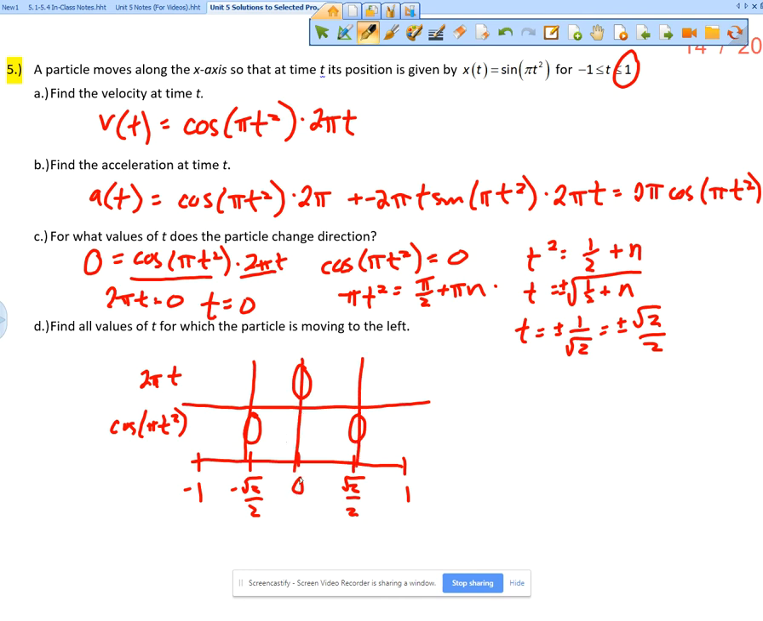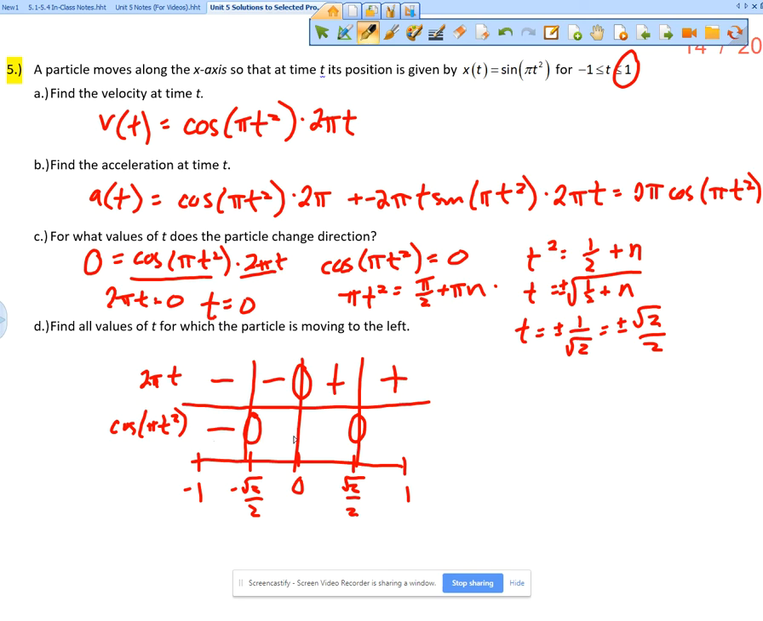Now pick a number to the left of 0. 2 pi times a negative number is negative. 2 pi times a positive number is positive. That's easy enough. Now, for the cosine factor, this is pretty easy because we're just plugging in 0, 1, and negative 1. Pick a number to the left of negative root 2 over 2. How about negative 1? Cosine of pi times negative 1 squared. Negative 1 squared is positive 1, so cosine of pi. What's the cosine of pi? That's negative 1.